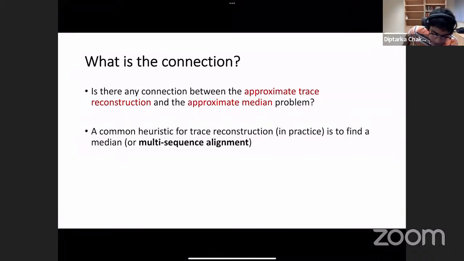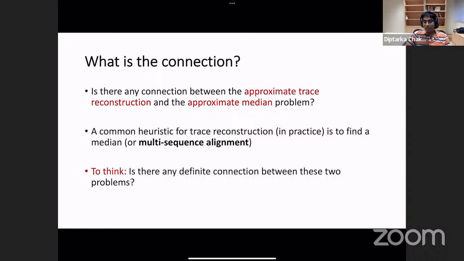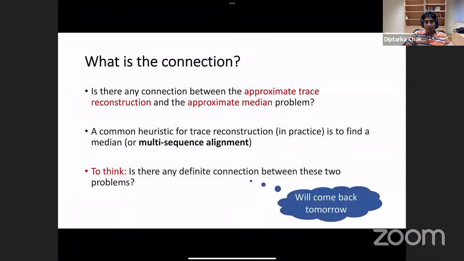I also want to introduce you to the term multi-sequence alignment, because some of you might have encountered it. Multi-sequence alignment is nothing but what I just defined, the median with respect to edit distance. Multi-sequence alignment actually has different versions, but one of the popular versions is essentially a rephrasing of the median problem with respect to edit distance. So one concrete question to think about is, is there a definite connection between these two problems? Can we show something theoretically? Maybe you can think about this problem today, and I will come back to this tomorrow.